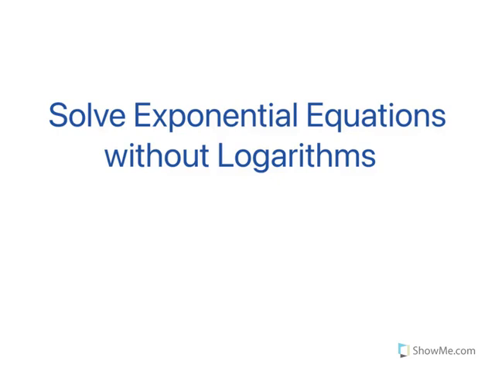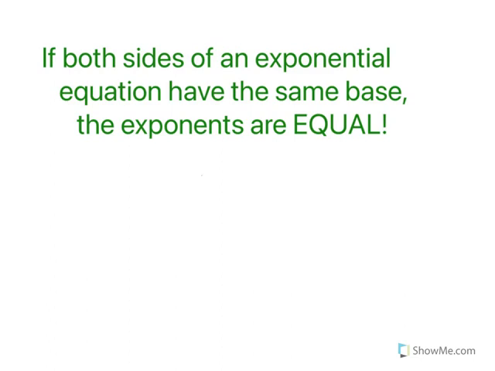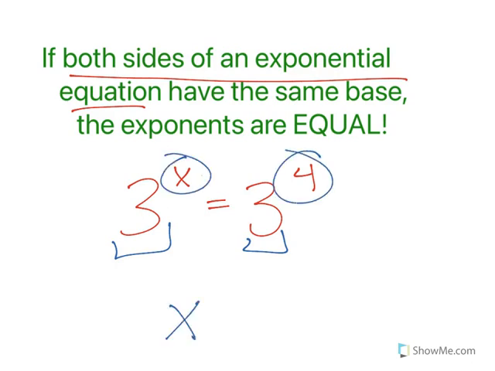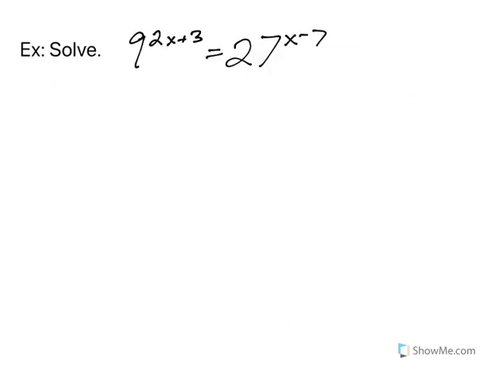Solve exponential equations without logarithms. Now, the only way to really do this is if both sides of an exponential equation have the same base, then the exponents must be equal. Meaning, if we would have 3 to the x equals 3 to the fourth, you can see that the base of both of these exponential equations is 3. Therefore, the exponents must be equal. So x equals 4.